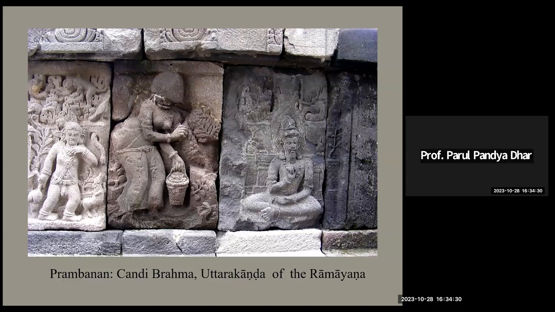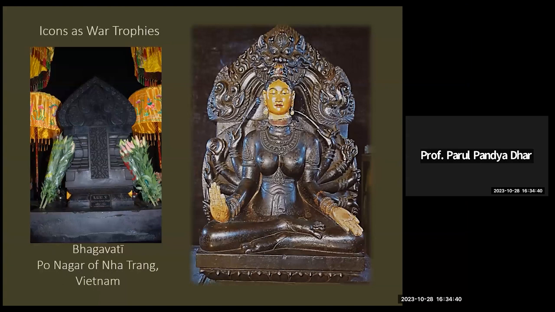I will now go to an example, a very, very interesting example of cross-cultural histories of art relating to icons as war trophies. And for this, I've chosen one of the most stunning and exciting narratives of an icon of a goddess who is in the Sanskritic inscriptions of southern Vietnam, ancient Champa, erstwhile Champa, called the Bhagavati of Po Nagar, or sometimes also addressed as Po Ina Nagar, or the Lady of Po Nagar.